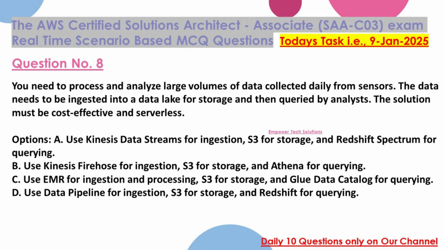Options: A. Use Kinesis Data Streams for ingestion, S3 for storage, and Redshift Spectrum for querying. B. Use Kinesis Firehose for ingestion, S3 for storage, and Athena for querying. C. Use EMR for ingestion and processing, S3 for storage, and Glue Data Catalog for querying. D. Use Data Pipeline for ingestion, S3 for storage, and Redshift for querying.